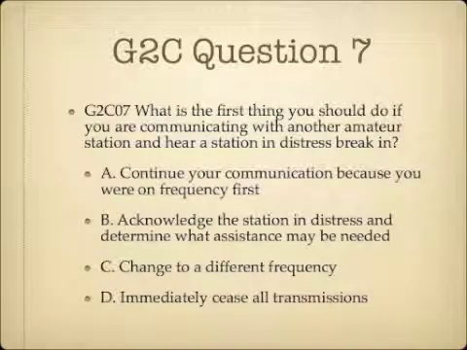Question 7. What is the first thing you should do if you are communicating with another amateur station and hear a station in distress break in? A. Continue your communication because you were on the frequency first. B. Acknowledge the station in distress and determine what assistance may be needed. C. Change to a different frequency. Or D. Immediately cease all transmissions.